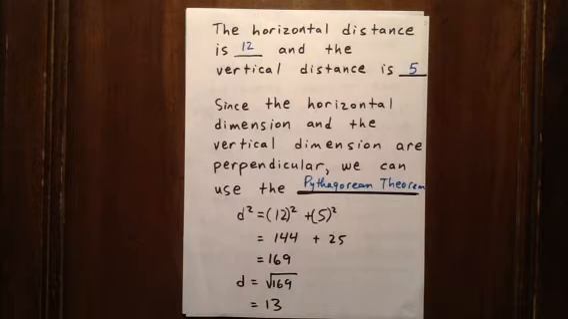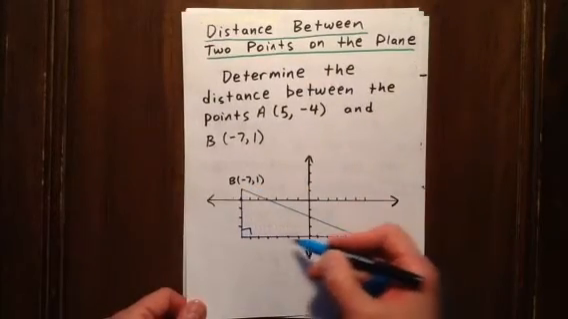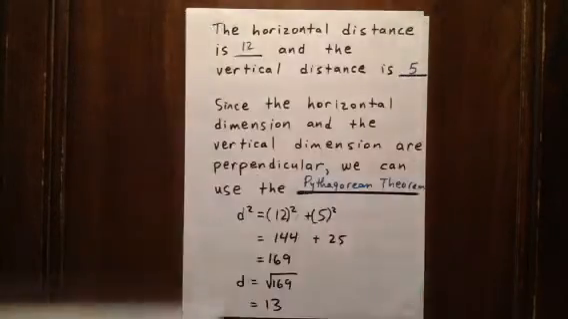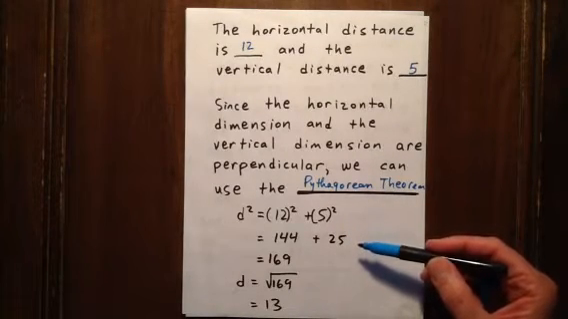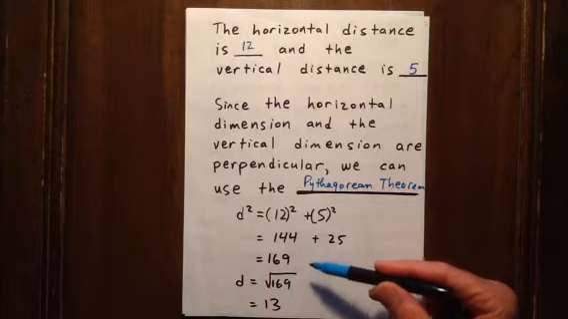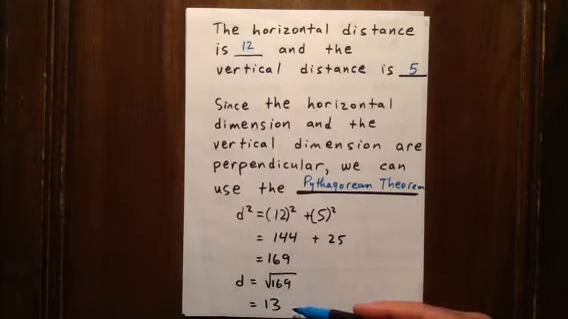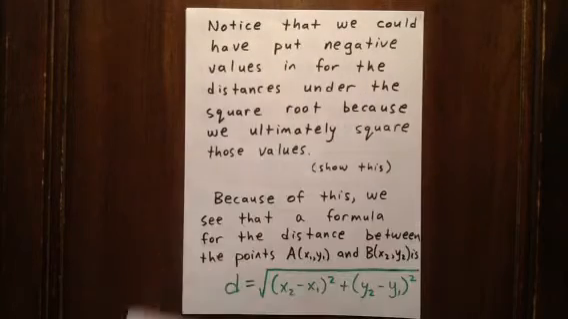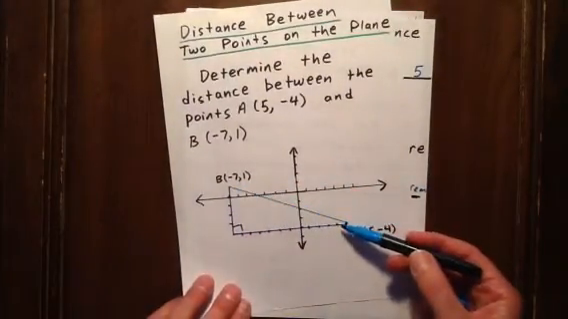Okay, so we do that. We say that d squared is equal to 12 squared plus 5 squared, which is 144 plus 25, which is 169. So d is the square root of 169, which means d is 13. And so that means that the distance between the 2 points in question is 13 units.